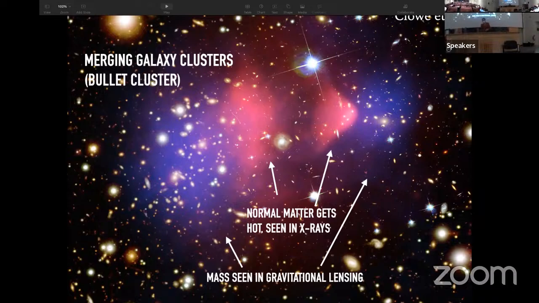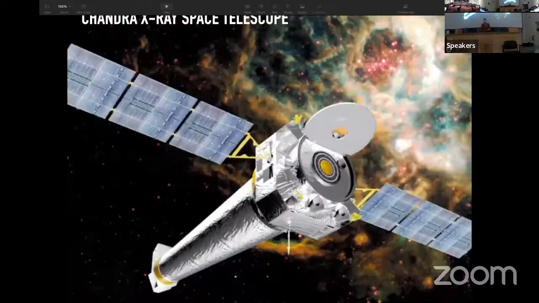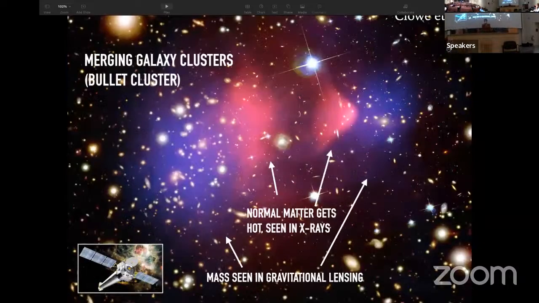So you're seeing a bunch of things. First of all, you can point the Chandra X-ray Space Telescope at this region of the sky. It's able to pick up all the X-rays coming from that region. Okay, and that's what's being shown here in pink. Now what's happened here is that these two galaxy clusters have ripped through each other very, very fast, roughly 1% of the speed of light. So fast that it was a supersonic merger.